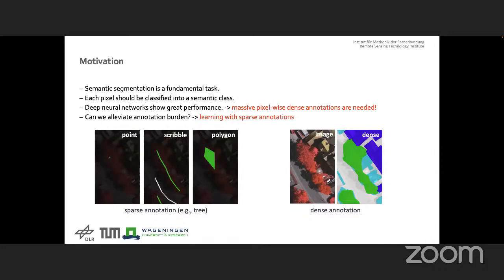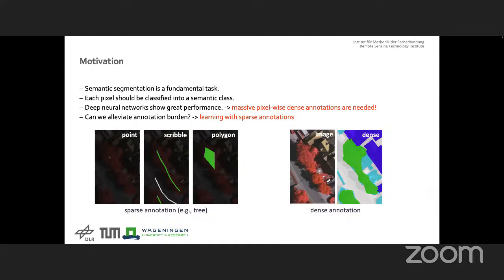We think about this question. We want to know, can we alleviate such annotation burden? To address this issue, we aim to learn deep learning models with sparse annotations. And in this lesson, I will introduce three types of sparse annotations, which are point level annotations, scribble level annotations, and polygon level annotations. Here are some example annotations of the class of tree.